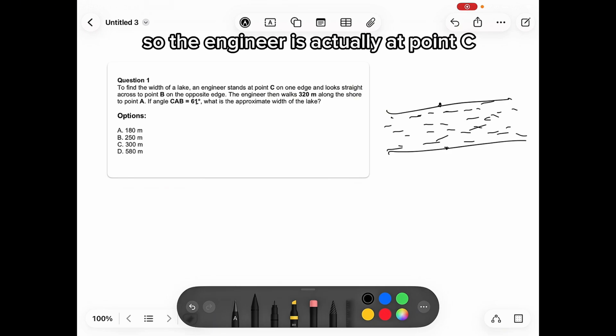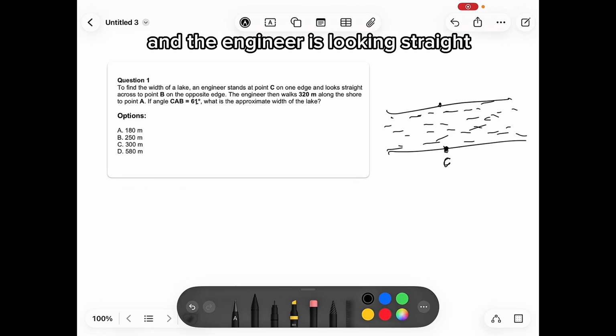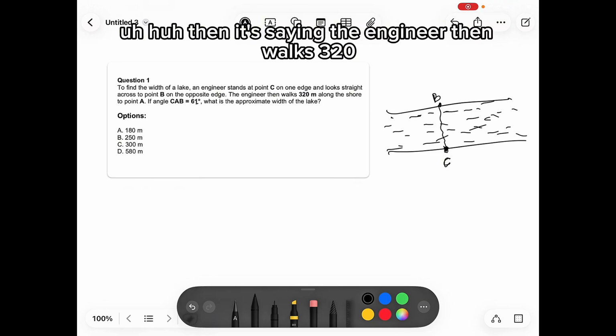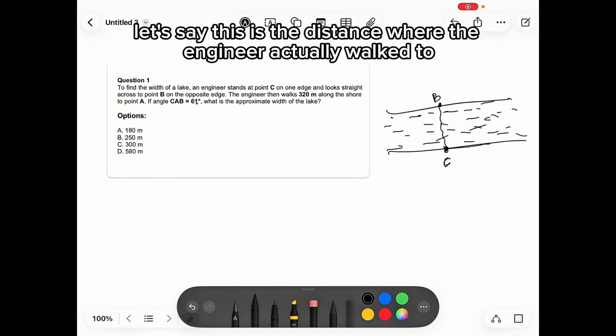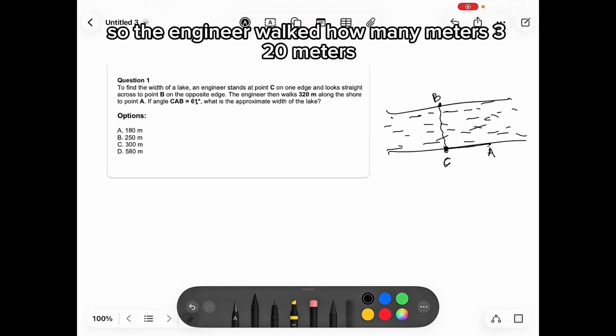The engineer then walks 320 meters along the shore to point A. So the engineer is actually at point C at this edge, and the engineer is looking straight at this opposite side. Let's say that is B. Then it's saying the engineer then walks 320. Let's say this is the distance where the engineer actually walked to, and let's call this A. So the engineer walked how many meters? 320 meters.